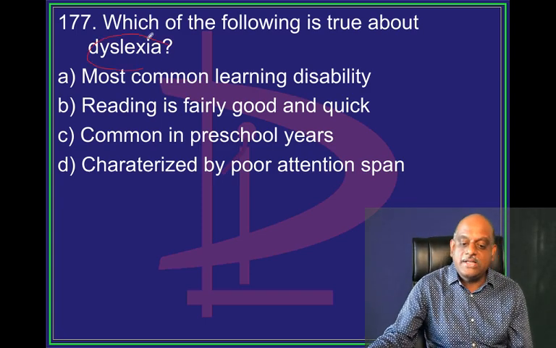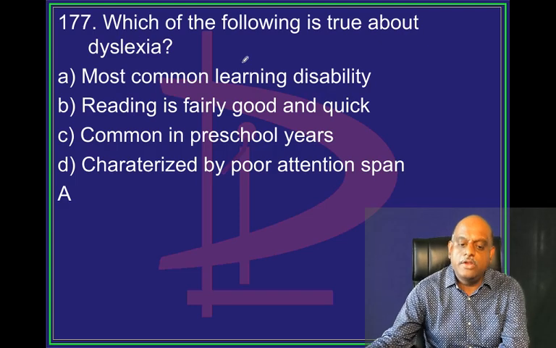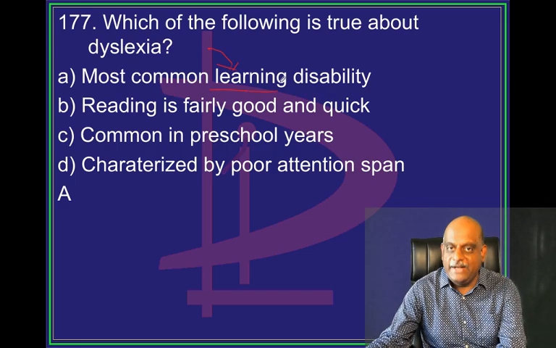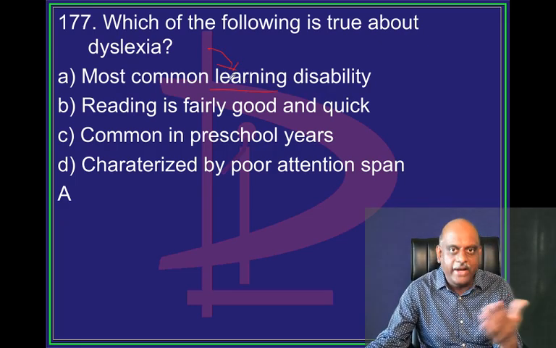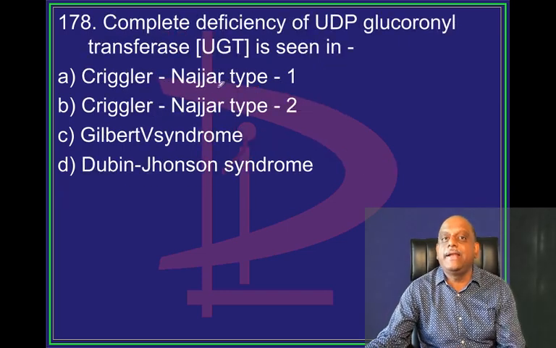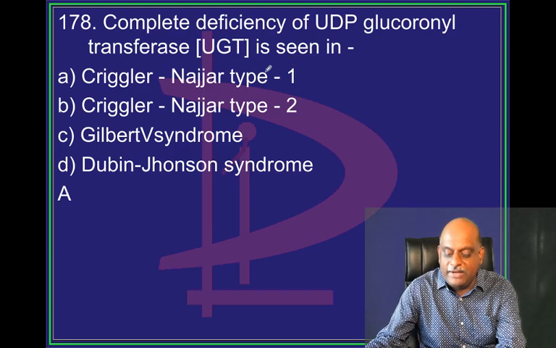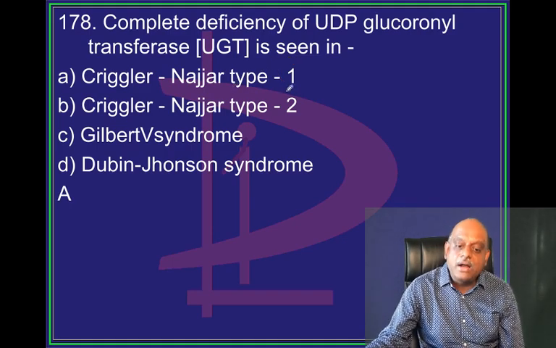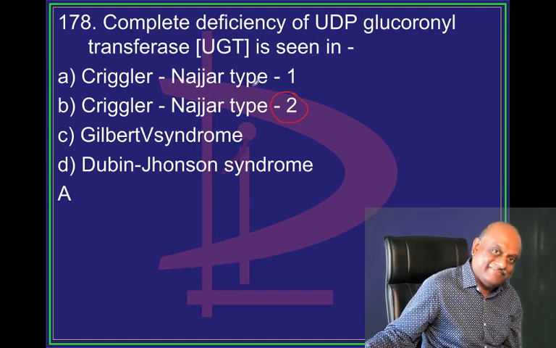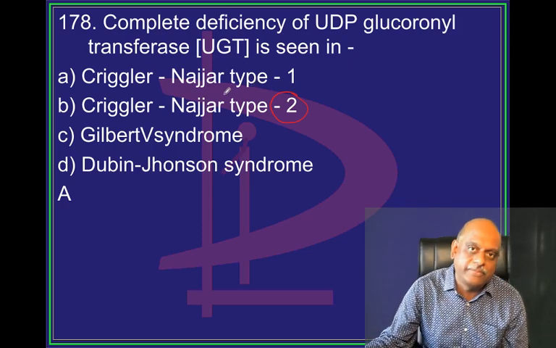Now, doctor, dyslexia. It is the most common learning disability. That is, inability to read is the most common learning disability. Complete absence of glucuronide transferase is type 1. Partial is type 2. Right?